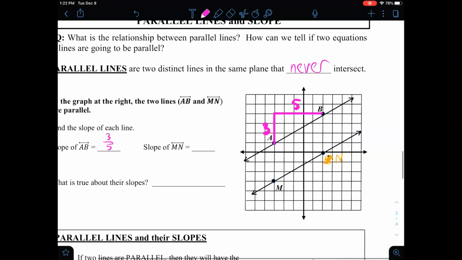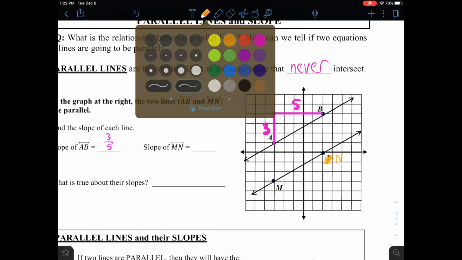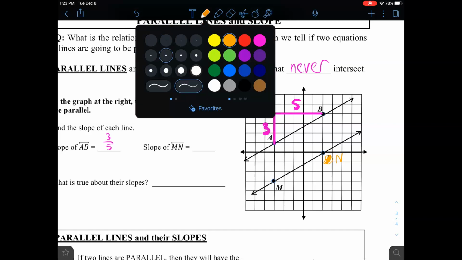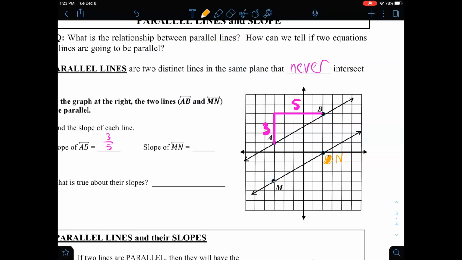Now, these are parallel lines. Let's see what MN is going to look like. I bet you can kind of see already what it's going to be, but let's give it a try. For M to N, we're going to go up 3 again, and we're going to go right 5. So again, we have 3/5.